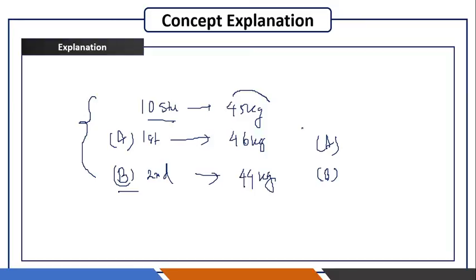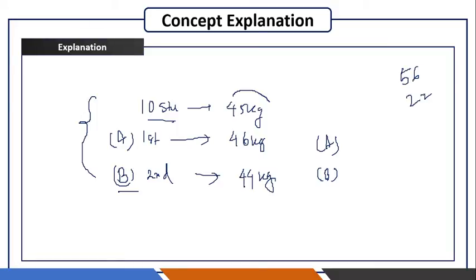We are having 10 students in a class whose average weight is 45 kg. A person A joins the class and then the average weight becomes 46 kg. Then a person B joins the class and the average weight becomes 44 kg. We need to find out the weight of A and weight of B. Those of you who have marked A's weight as 56, B's weight as 22, that's the right answer.